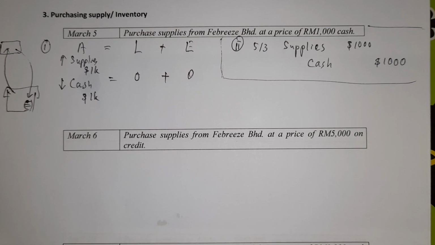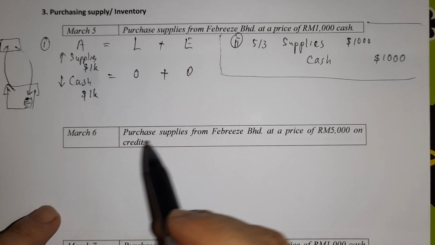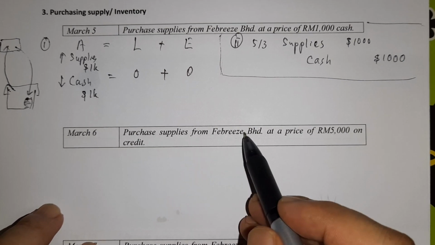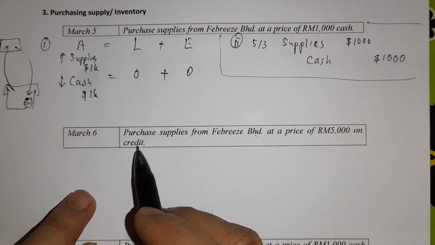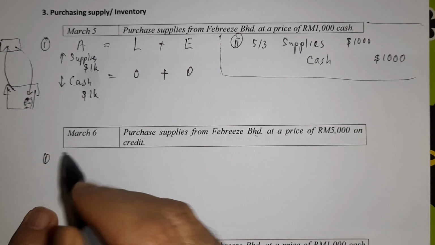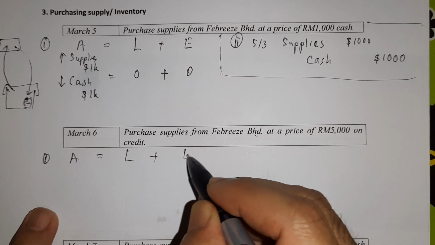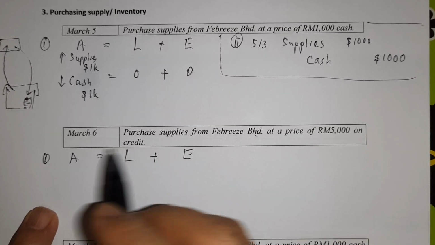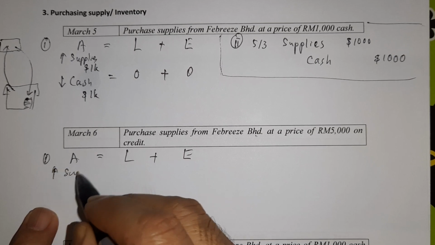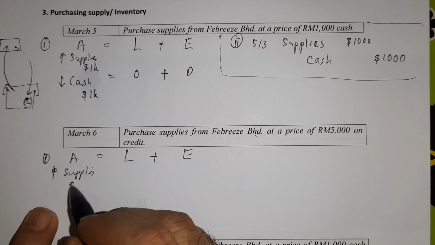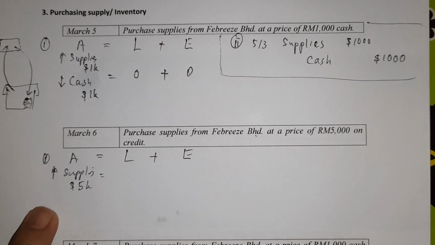Okay, now see the second transaction. The second transaction is on the 6th of March. The business purchases supplies from Fibris Berhad at the price of 5,000 on credit. So what happened to the accounting equation? Asset equals liability plus equity. So asset supplies goes in. So there is an increase in asset supplies. The value is 5,000.